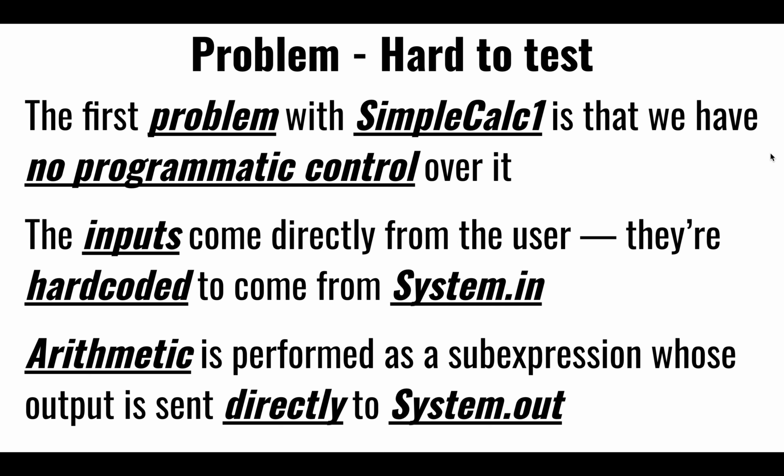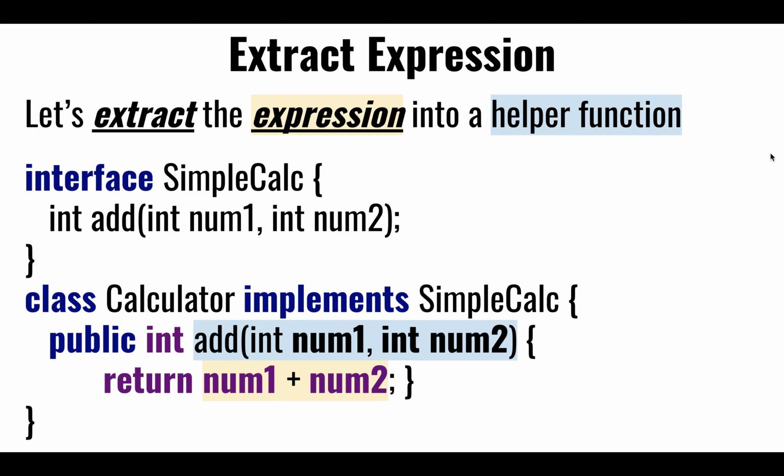So yes, also the arithmetic is embedded. It's hard-coded inside of our main, right? The 2 + 2. It's not abstracted into a method like add or subtract. They don't exist, right? So let's look at extracting all that out, right?